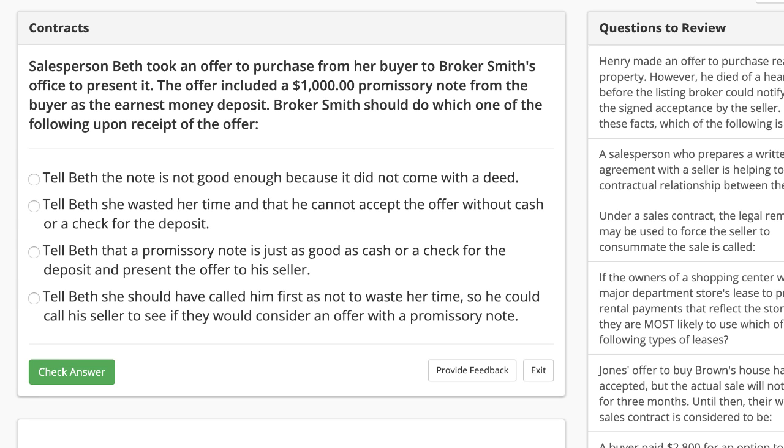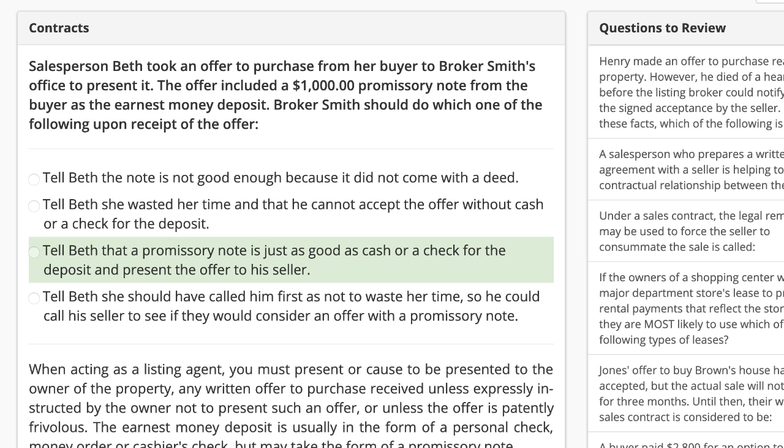All right. So salesperson Beth took an offer to purchase from her buyer to broker Smith's office to present it. The offer included a $1,000 promissory note from the buyer as the earnest money deposit. Broker Smith should do which of the following upon receipt of the offer? The answer is C. Tell Beth that a promissory note is just as good as cash or check for the deposit and present the offer to his seller. Nice work, everybody. I believe you guys all got that right.